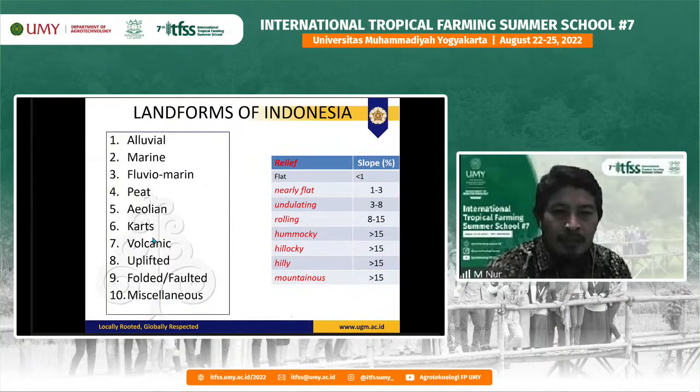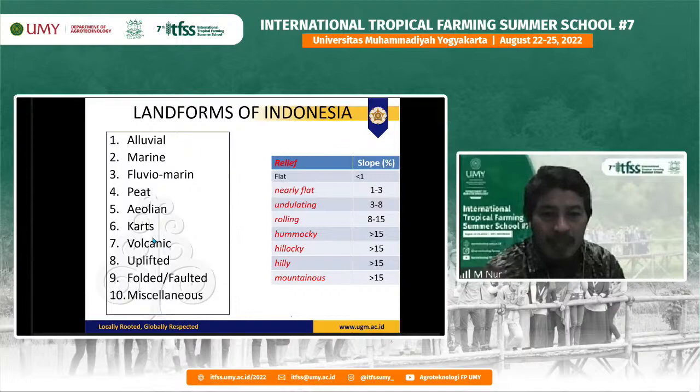And also landform, we have all kinds of landform, like alluvial, and then marine, fluvio-marine, peat, aeolian, and then karst, volcanic, fluted, faulted, and miscellaneous. All kinds of landform we have.